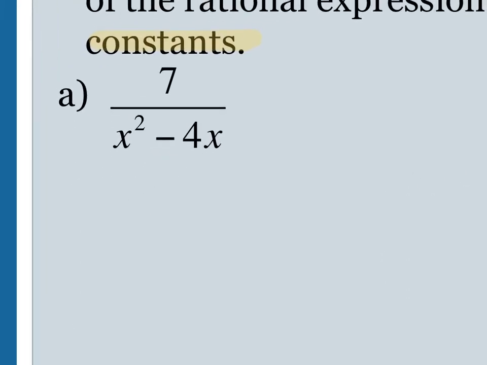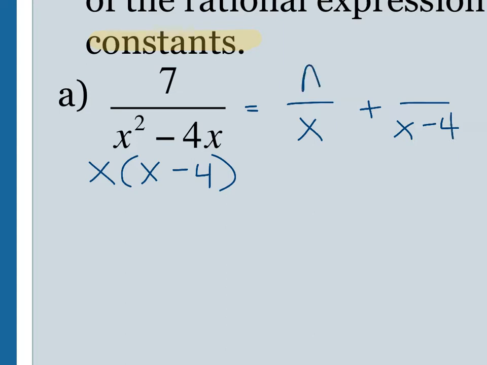So the first thing I'm going to do is look at A and ask yourself, can you factor the denominator? What's the answer? Yes. How would you factor that? Take out the x, and I get x times x minus 4. Is that factored completely? How many factors are there? 2. So I need 2 fractions. One's going to go over x. One's going to go over x minus 4. The first one gets the A. The second one gets the B.